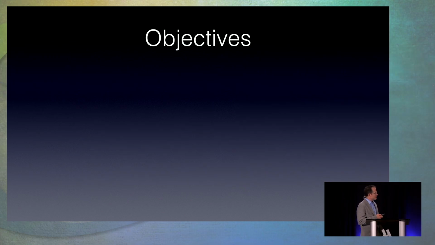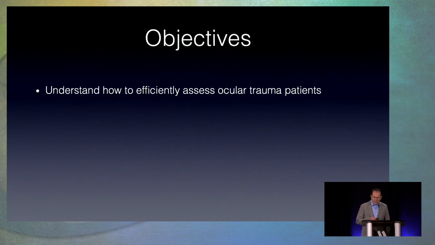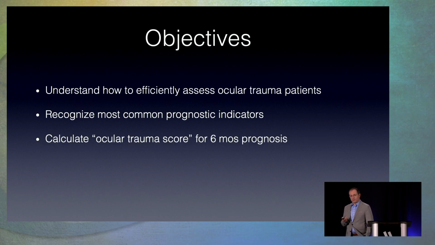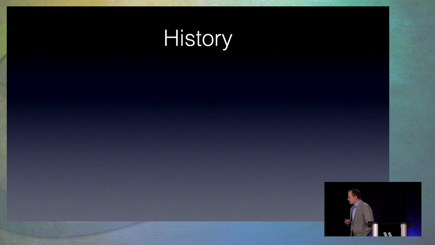So I have no financial disclosures. The objectives today are to understand how to assess ocular trauma patients in an efficient manner, and to talk about the best and the worst prognostic signs when you see patients who've had trauma. And I think it's useful to know about the ocular trauma score. That gives us a 6-month prognostic range of what the visual acuity might be, and that can be helpful as you think about patients and become familiar with more routine and complex cases.